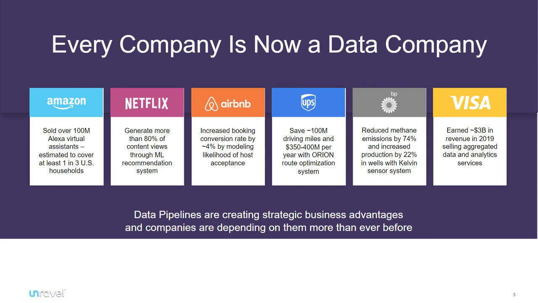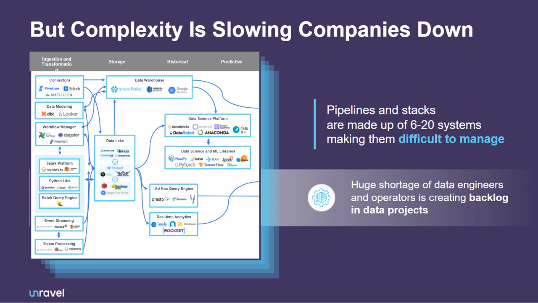And UPS uses it to route better routes for their drivers. As someone who used to be a delivery driver, I can attest that these systems are very effective in being able to optimize your package distribution and your logistics. So what I'm trying to say is everyone is looking to get better at using their data, and that's where Unravel comes into play.